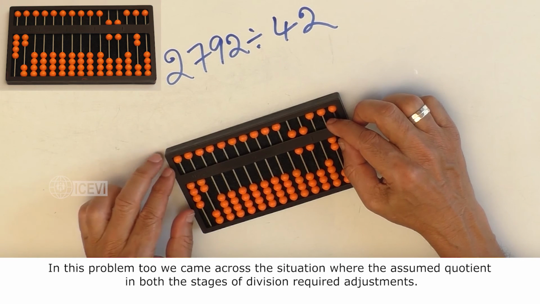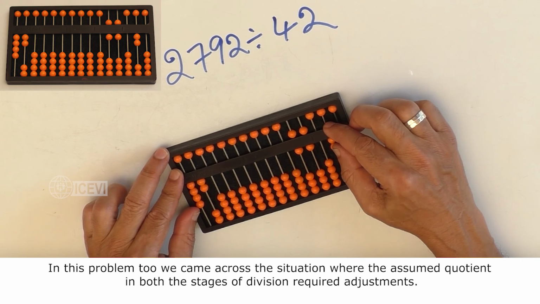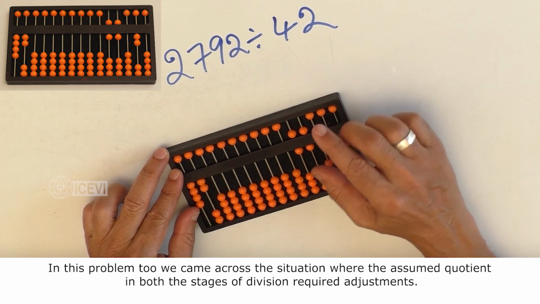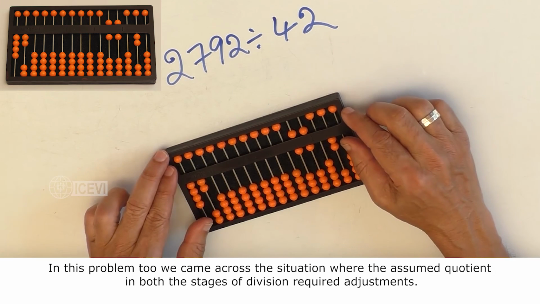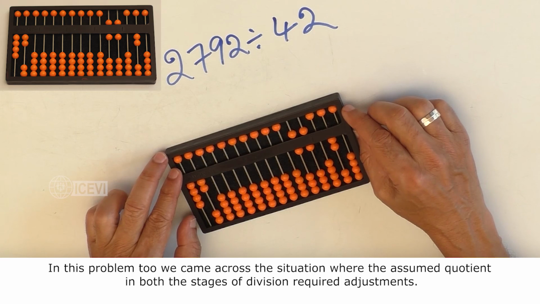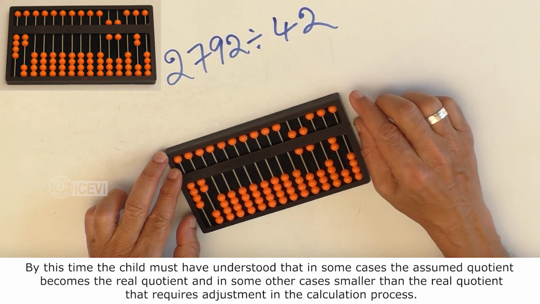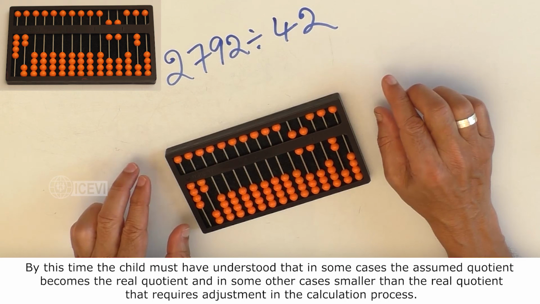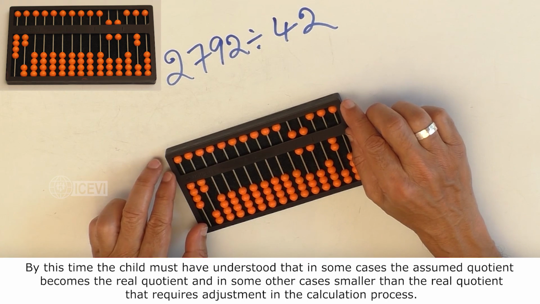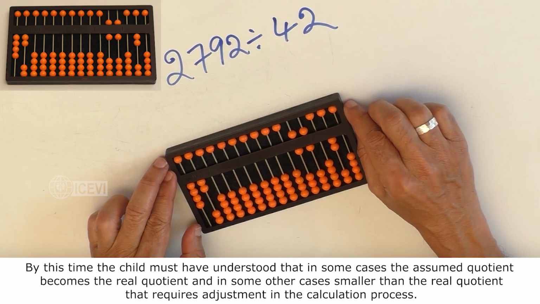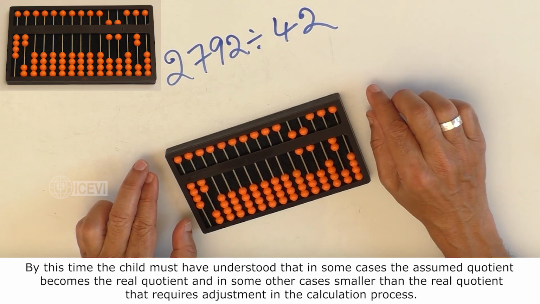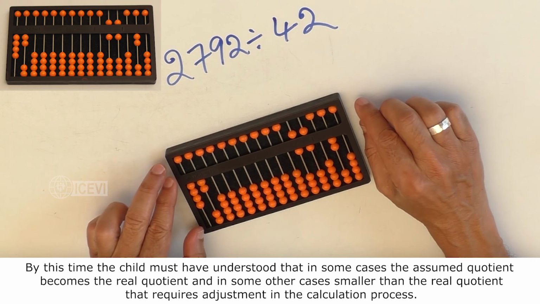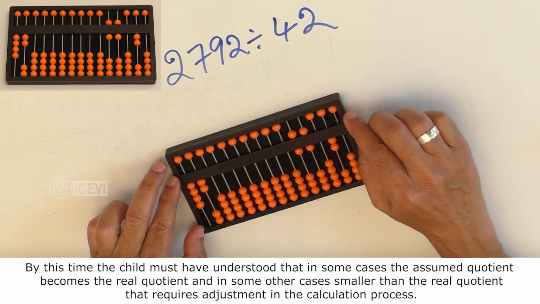In this problem too, we came across the situation where the assumed quotient in both the stages of division required adjustments. By this time, the child must have understood that in some cases the assumed quotient becomes the real quotient, and in some other cases smaller than the real quotient that requires adjustment in the calculation process.